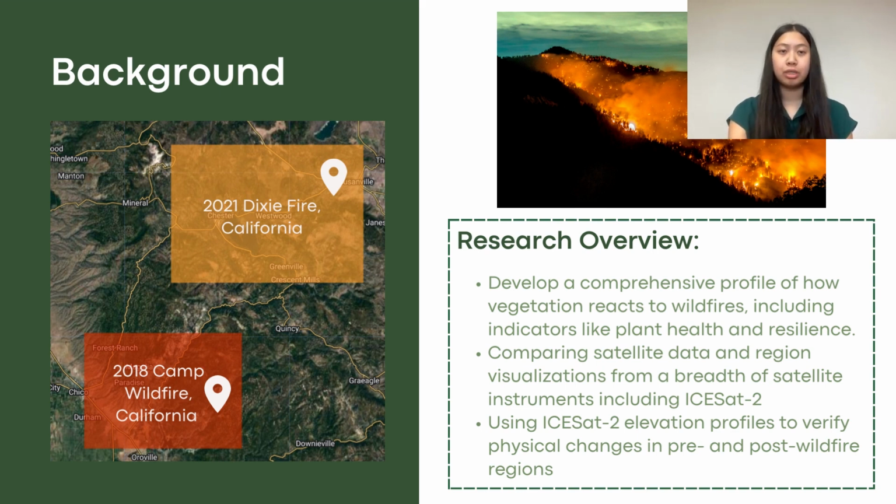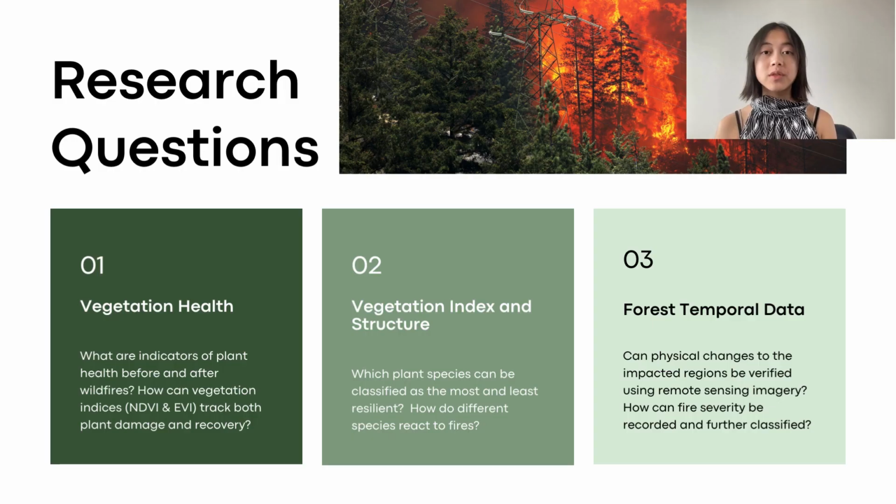This research endeavors to develop a comprehensive profile of vegetation disruption across a range of NASA satellites like ICESat-2, MODIS, and Landsat-8. We focus on two major wildfires in California, the 2018 Camp Fire and 2021 Dixie Fire. We used the following questions to formulate our research hierarchy.